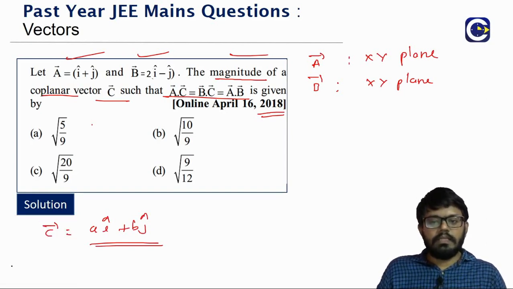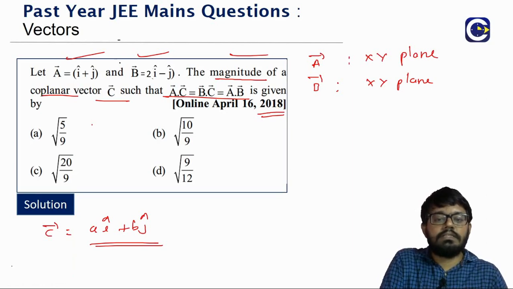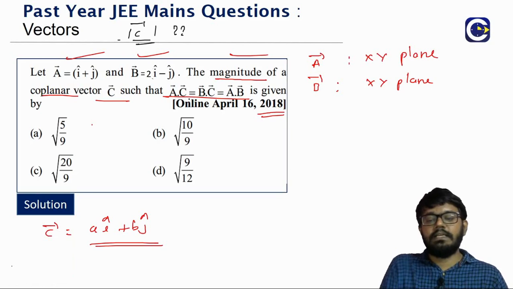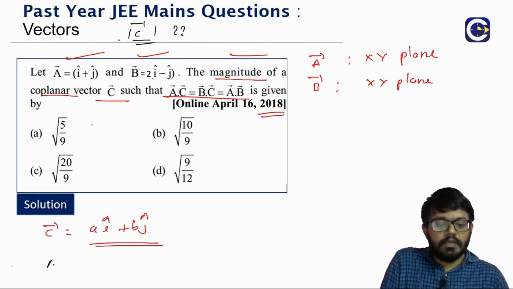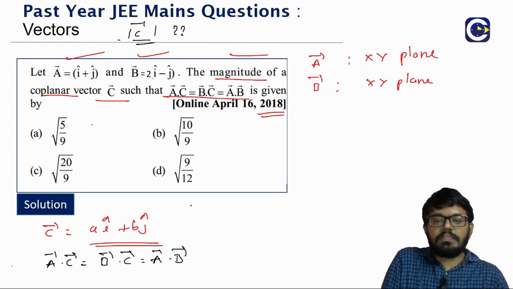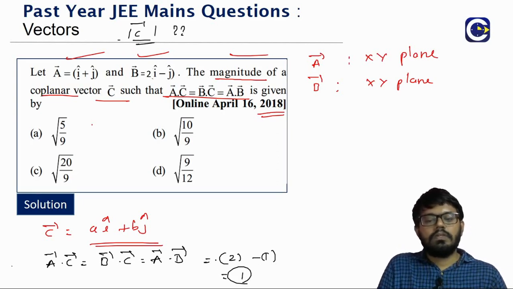But in the question, what are they asking us to find? The magnitude of C such that it satisfies the condition. What is the condition? A dot C is equal to B dot C, which is equal to A dot B. First of all, A is given, B is given. Let us calculate A dot B. It is the product of the I components, 1 into 2, plus the product of the J components, 1 into minus 1. So A dot C will be 1, and B dot C will be 1.